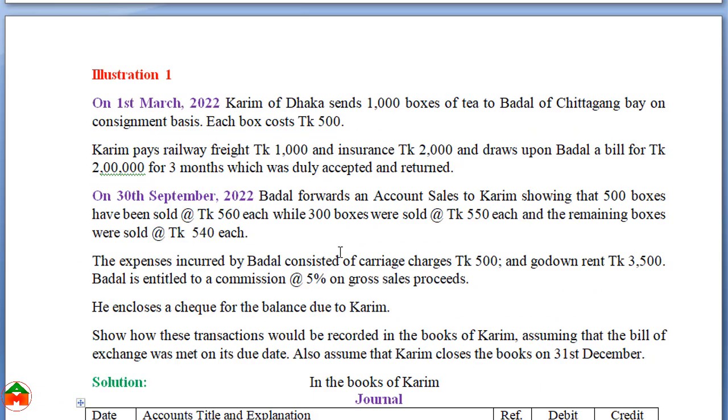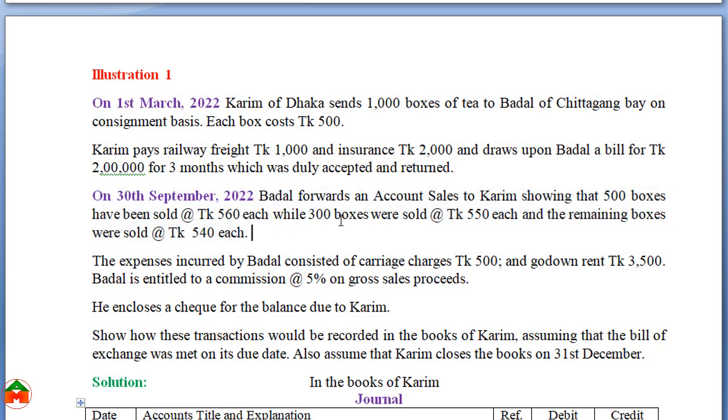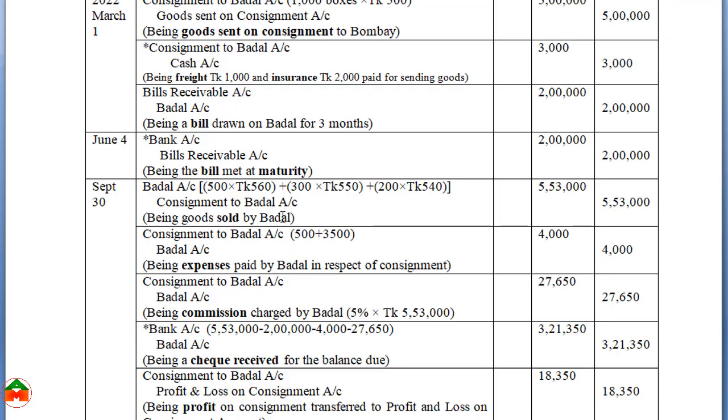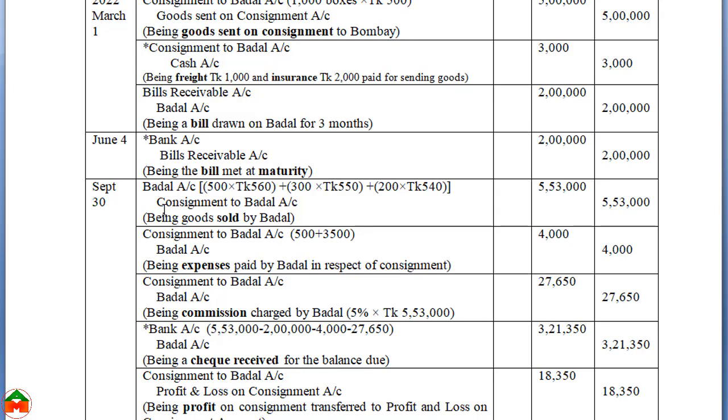This information is taken from this writing. We can see these are the sales proceeds. So total sales proceeds, sales revenue, is 5,53,000, and the credit side should be consignment to Badal account credit. Whenever you are selling the products, consignment to Badal account debit, and after selling, consignment to Badal account credit.